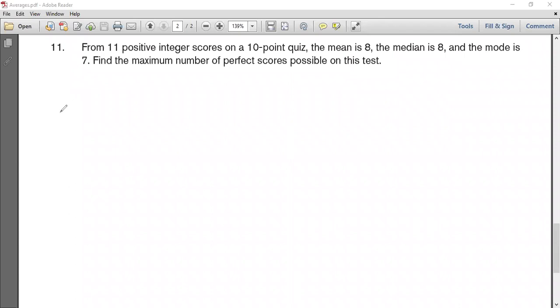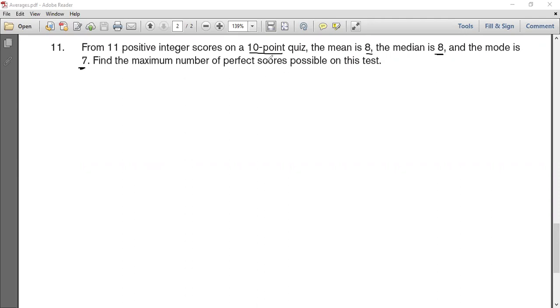Now let's read on to question number 11. Question number 11 is a little bit more technical. I hope you understand this. From 11 positive integer scores on a 10-point quiz, so there are 10 points, there are 11 observations. The mean is 8, the median is 8, and the mode is 7. So find the maximum number of perfect scores possible on this test.